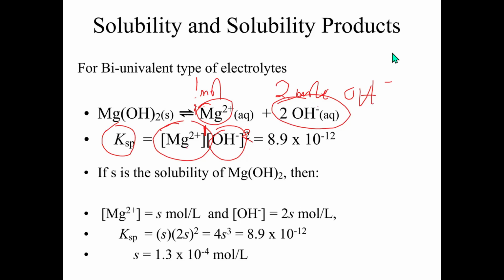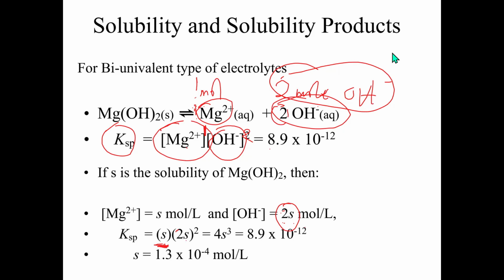So if S is the solubility of magnesium hydroxide, then magnesium is going to be S mole per liter. And for the OH minus, it is going to be 2 mole because 2 mole was generated, so that is why here we have 2S mole per liter. For the magnesium, we have only S because it is 1 mole and there is no number of moles indicated here. And for OH here, it is 2 mole. And of course, the coefficient is 2, so that is why we have it raised to the power of 2.